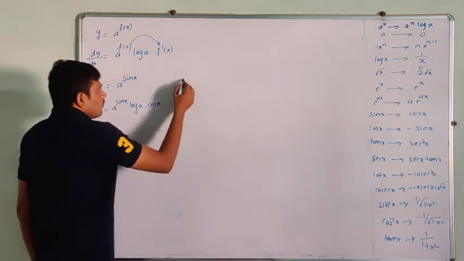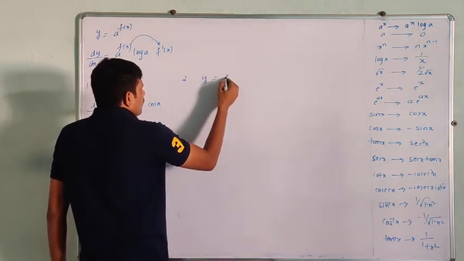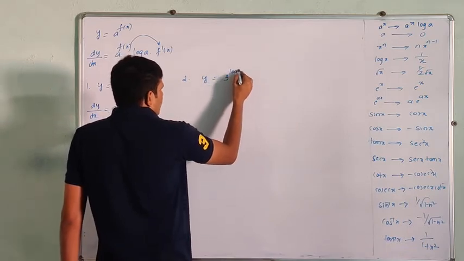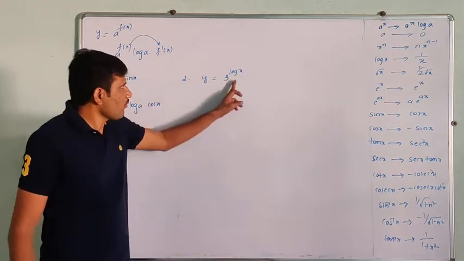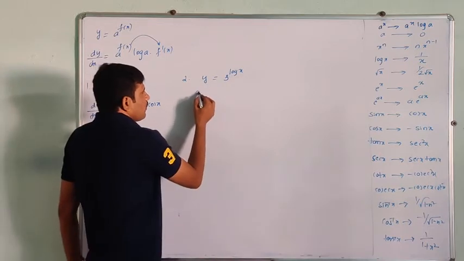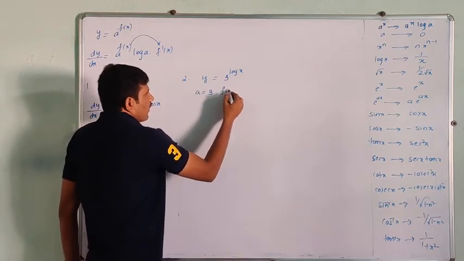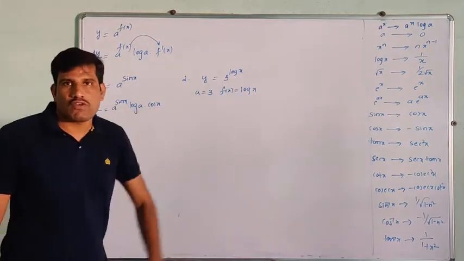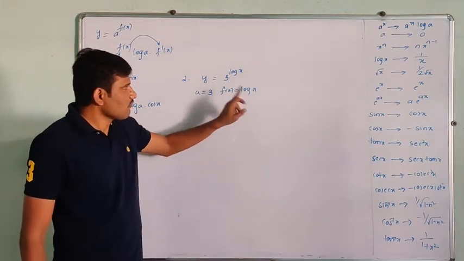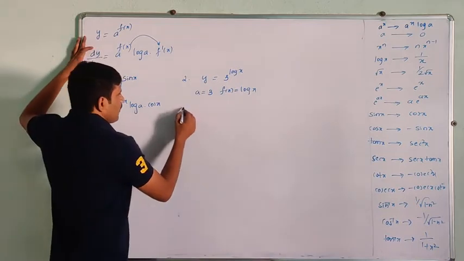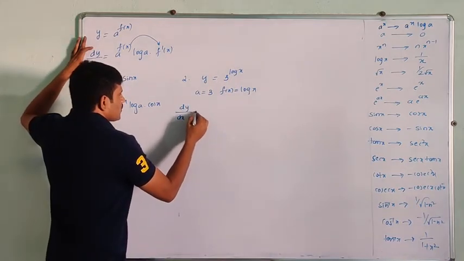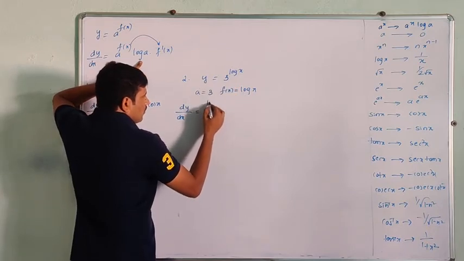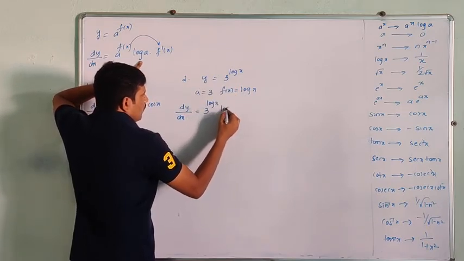Is it clear? So y is equal to 3 raised to log x. Now this is in the form of a raised to f of x. What is a value? A value is 3. What is f of x? F of x is log x. Now apply this formula, dy by dx is a raised to f of x into log a into f dash of x. Here a is 3.